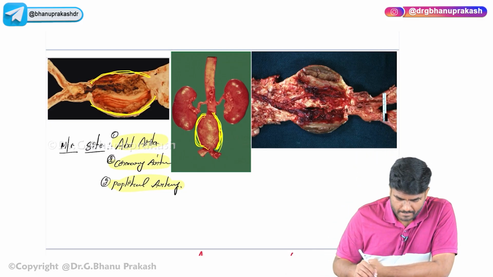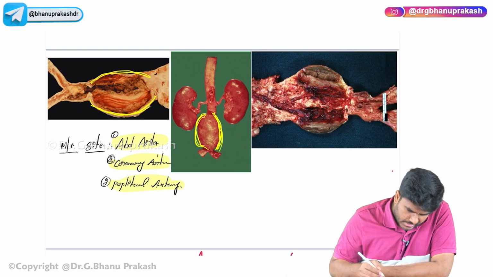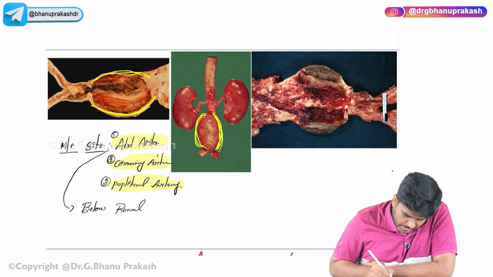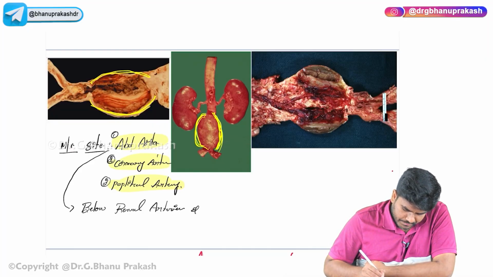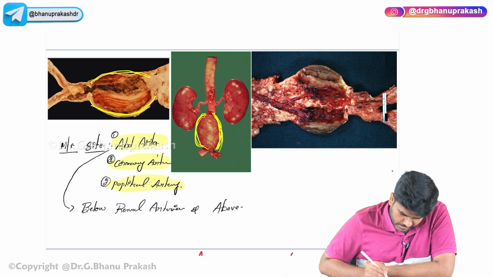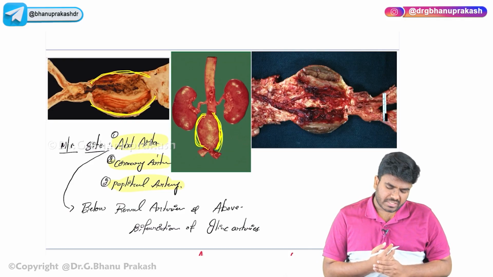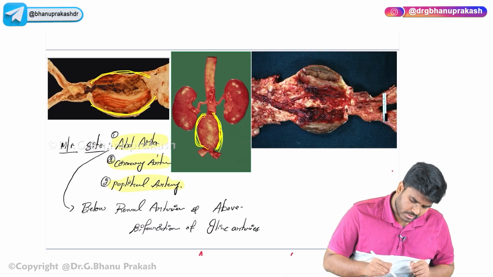Okay, done. So let me write here. What is the most common site? The most common site is abdominal aorta, below the renal arteries and above the bifurcation of iliac arteries. So below the renal arteries and above the bifurcation of the iliac arteries, that's the most common site of atherosclerosis.